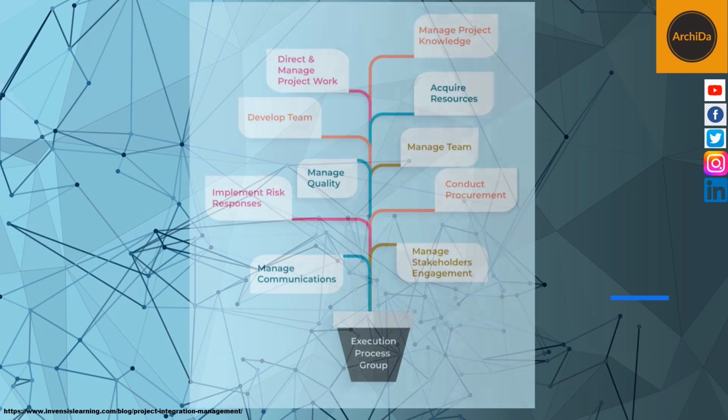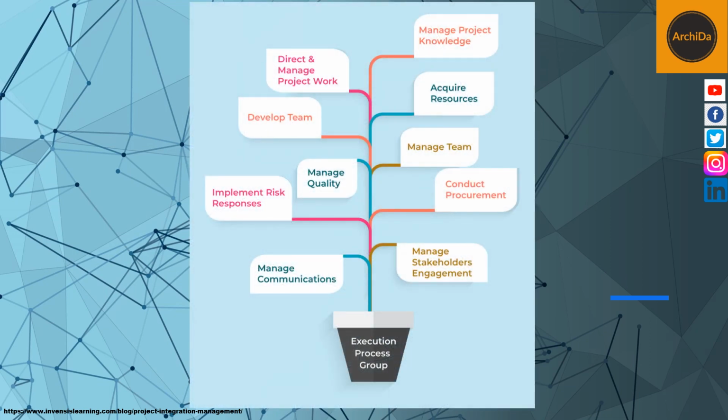Execution process group. The process of initiating and planning is proven worthy only with proper execution. Execution is a stage where a project manager needs to assure that the project deliverables and objectives meet the stakeholders' expectations. Here is a list of some other processes to follow during the executing process stage. These processes belong to several knowledge areas ranging from project integration management to project human resource management to project stakeholder management.